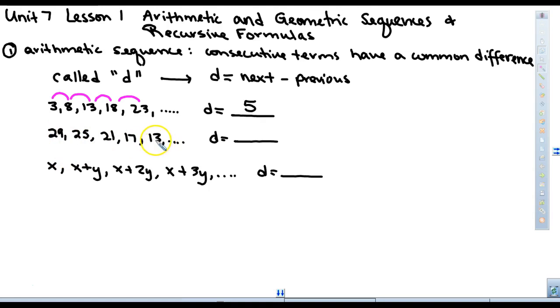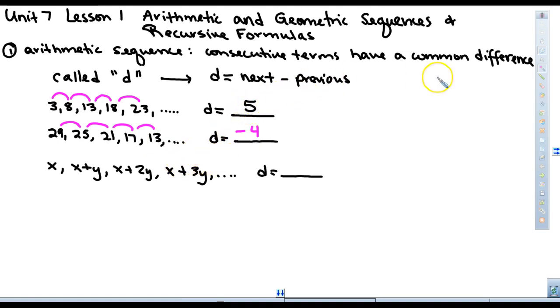So when you look at this list, you do the same thing. You're going to subtract, saying this is your previous term. This would be your next one. So you're going to say 25 minus 29, which is going to give you a negative 4, but you want to make sure that you're going to get a negative 4 every time you subtract. So go to here and ask yourself, will 21 minus 25 give you the same thing as 17 minus 21, which is the same thing as 13 minus 17? And it is. They all give you negative 4.